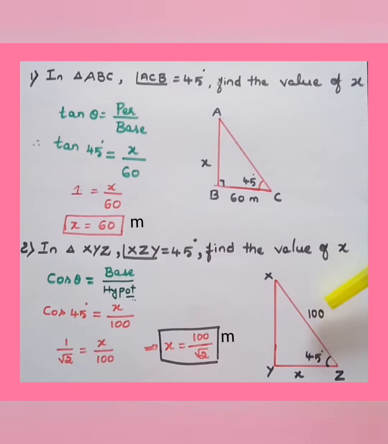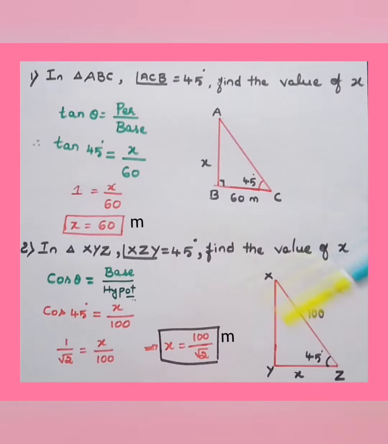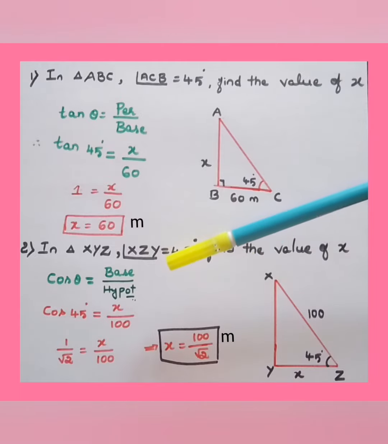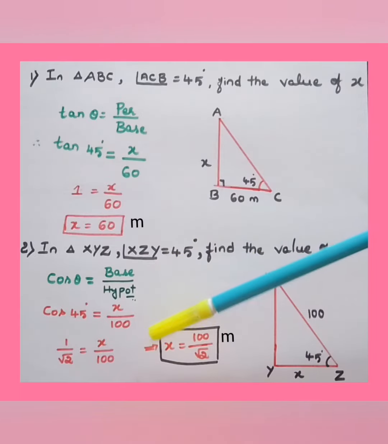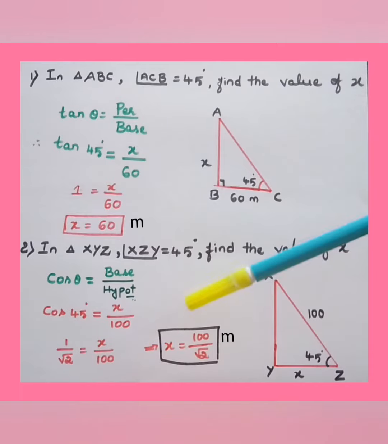Here they didn't mention anything about the unit. Okay, so if you come across something like this, these two sides are given, x and 100, with one angle. So hypotenuse and base. Which is the ratio related to hypotenuse and base? Cos theta. Cos theta is equal to base by hypotenuse. So cos 45 is equal to what is base? X. Hypotenuse is 100. Cos 45 value is 1 by root 2, which is equal to x by 100. Cross multiply, you will get x is equal to 100 by square root of 2. So this is the answer.